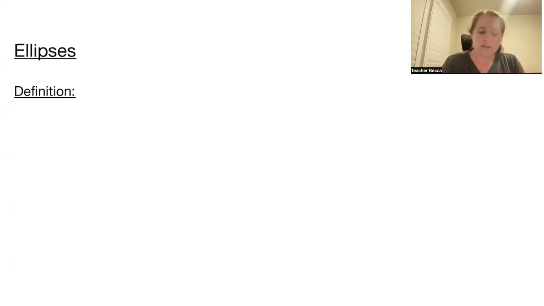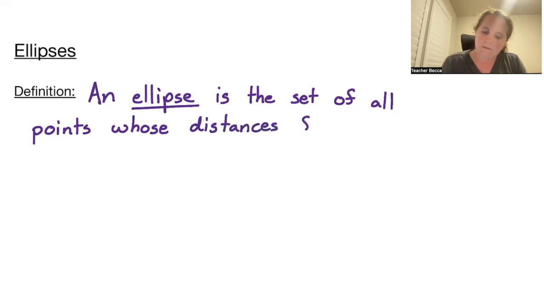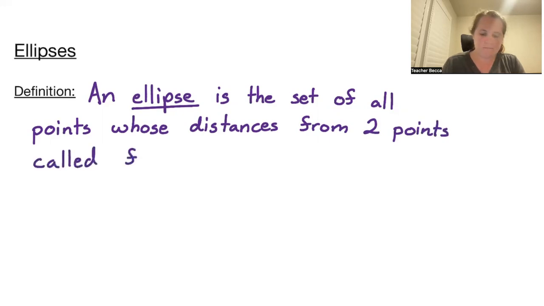So, definition: an ellipse is the set of all points whose distances from 2 points, called foci, add up to the constant d.